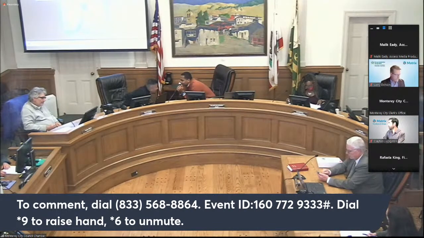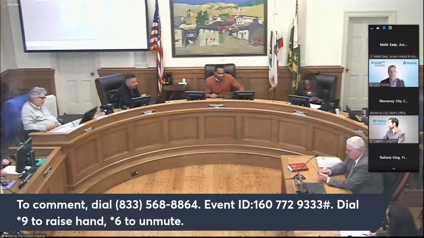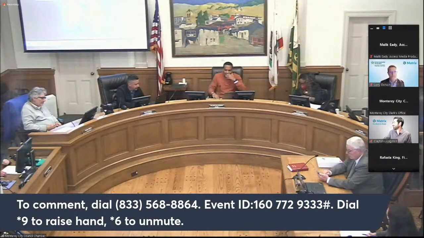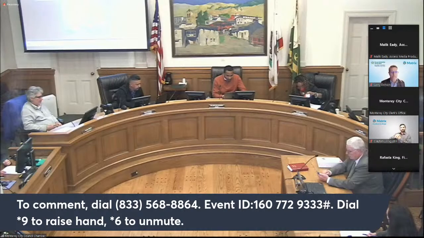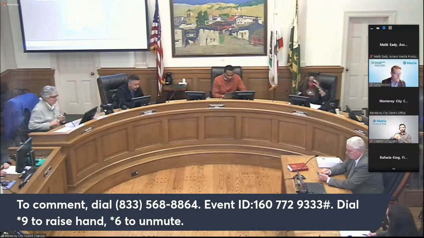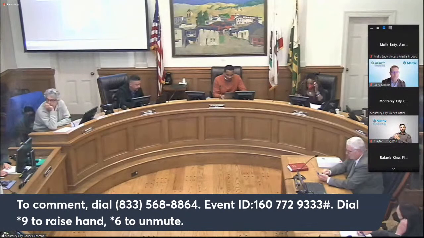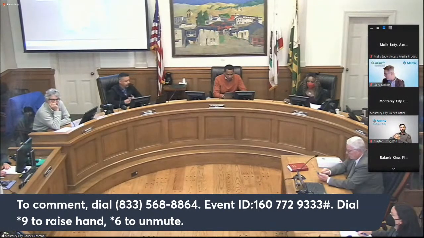To make a public comment using the Zoom app, you can virtually raise your hand by pressing the raise hand button at the bottom of your screen. If you're dialed in by phone, raise your hand by dialing *9 and then unmute yourself when called upon by dialing *6. You must do both. And we will keep public commenters muted until it is their turn to speak, and we'll call on each public speaker in the order of their hands raised.